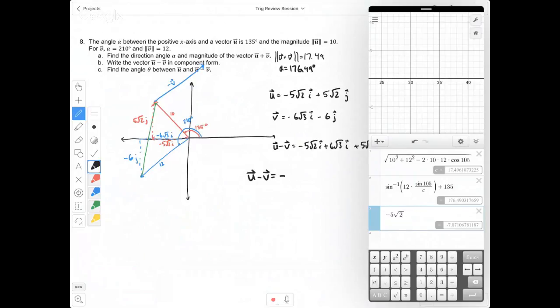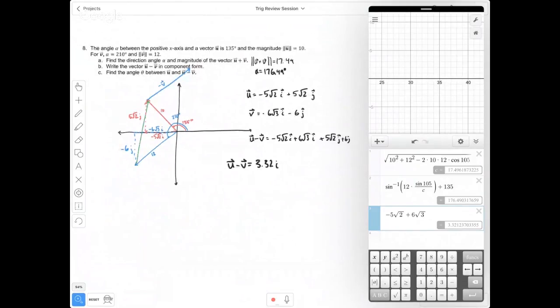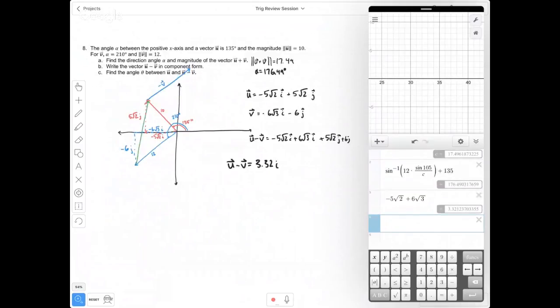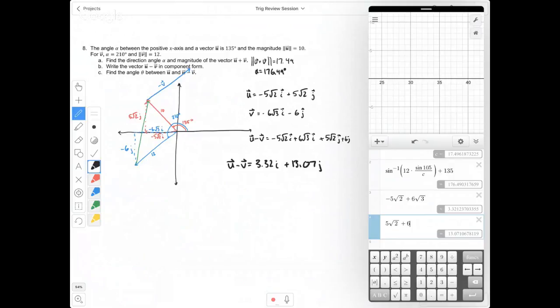Oh, whoops. Negative 5 root 2 plus 6 root 3. That's better. Positive 3.32. That makes more sense. 3.32i. And then the j components, 5 root 2 plus 6, 13.07. There's my answer: the vector u minus v in component form.